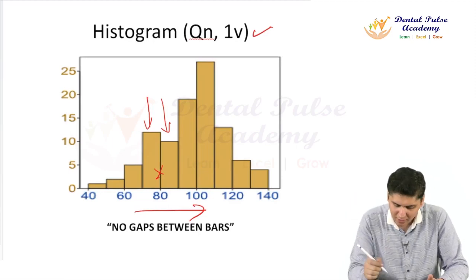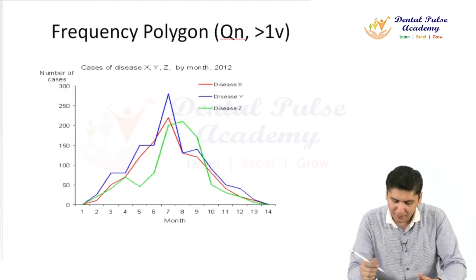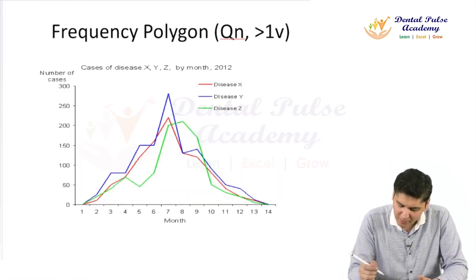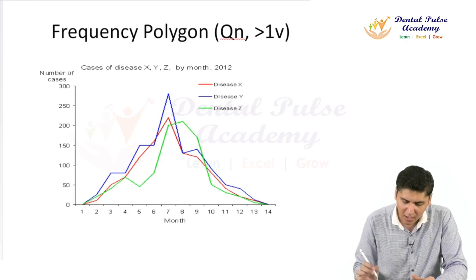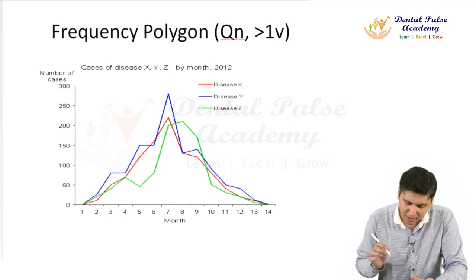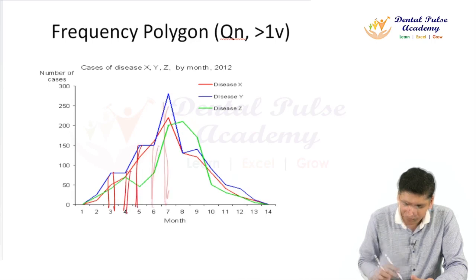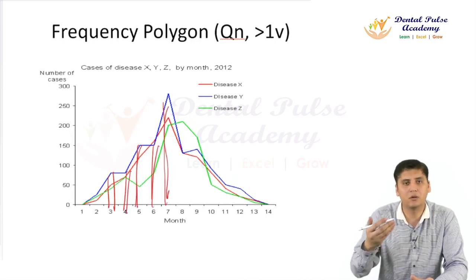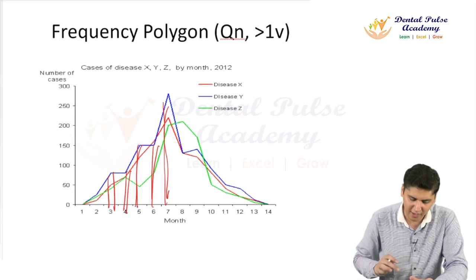So there are no gaps in the bars in the histogram. Next is the frequency polygon. Frequency polygon shows quantitative data and more than one variable. It is similar to joining multiple histograms together. So frequency polygon shows quantitative data, more than one variable.